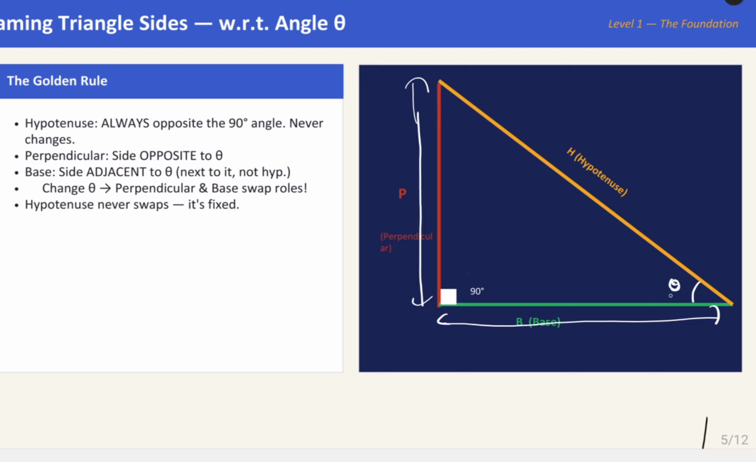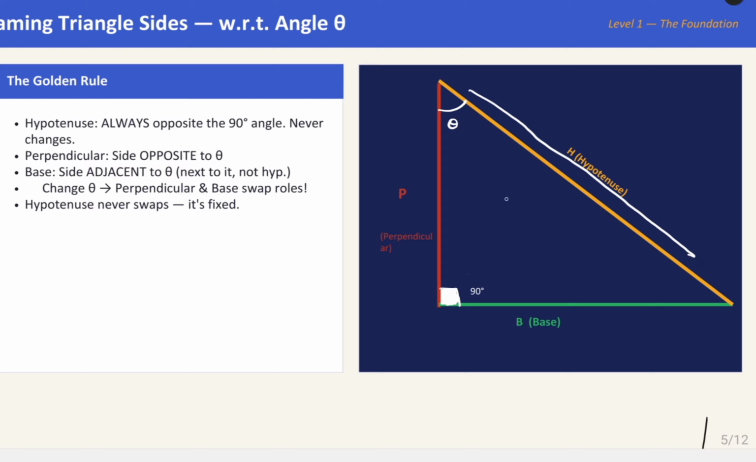Okay, suppose now I'm going to shift my theta here. This is my theta now. So what I said, theta is here, 90 degree का opposite हमारा क्या होगा, hypotenuse. So here it is the hypotenuse. Always it will be this, always.